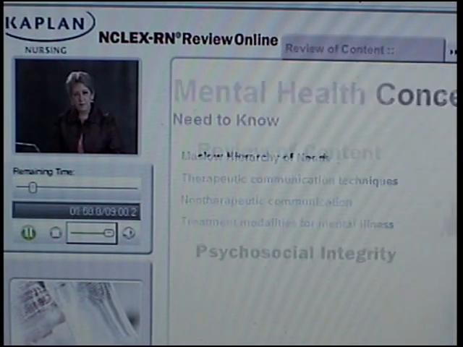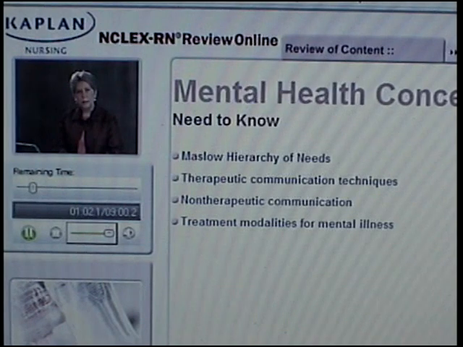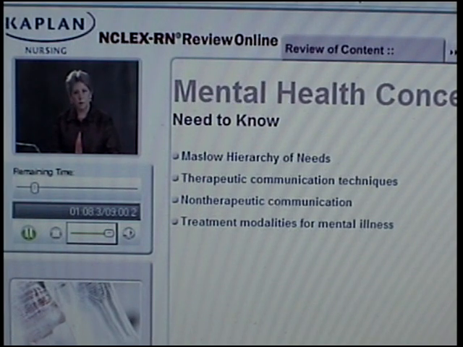These are some mental health concepts that you need to know. It's very important that you understand Maslow's hierarchy of needs, because this is going to help you select priority questions on the exam. Therapeutic communication techniques are tested throughout the exam, as is recognizing what is non-therapeutic communication and treatment modalities for mental illness.